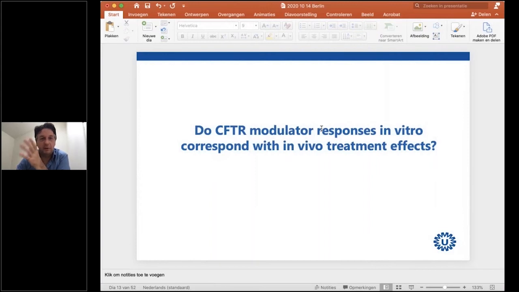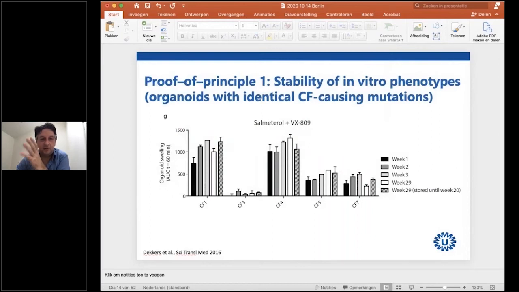So we looked at modulator responses in vivo and in vitro. These are just some proof of concept studies where we showed that even over really long, prolonged time of culturing, patient individual responses are retained. So this is all organoids from the same patient cultured over a long time period, also including biobanking. You see that more or less the patient-specific responses are retained. So this was an important observation.